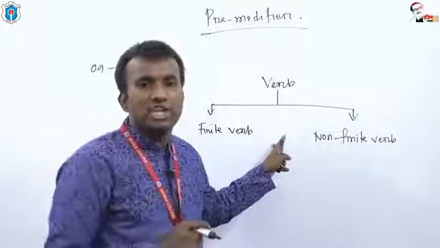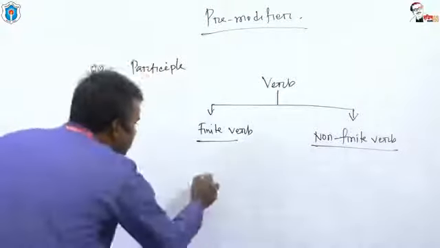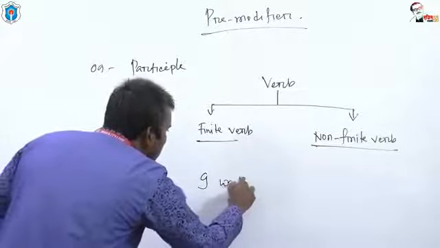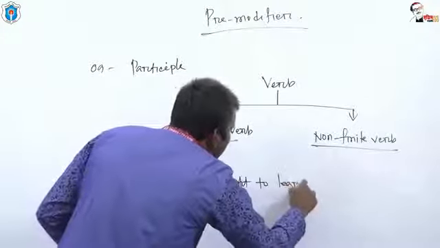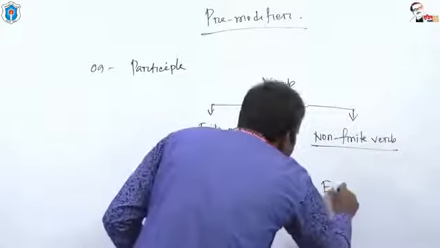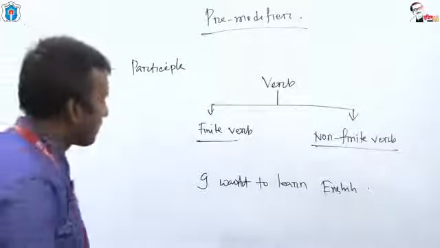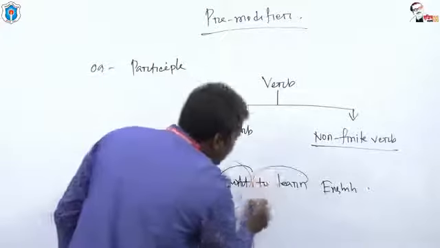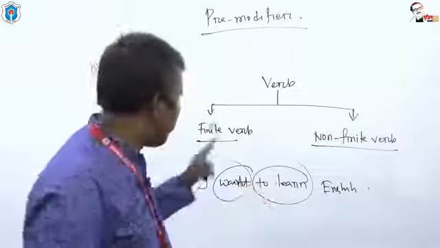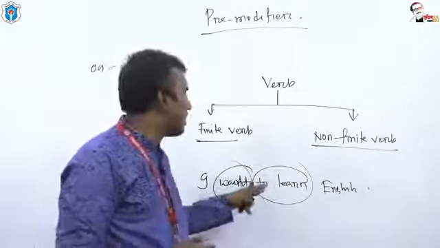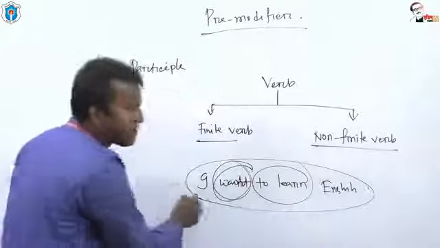Finite verb, non-finite verb. Finite verbs are those, look at the board. I want to learn English. Yes, students, I want to learn English. There are 2 verbs. The first one is want and the second one is to learn. And do you know the tense of the sentence?